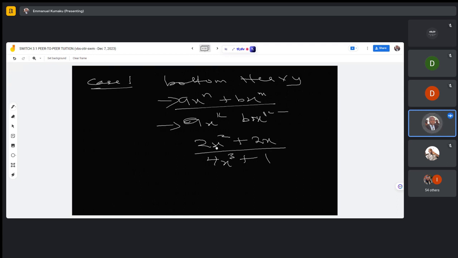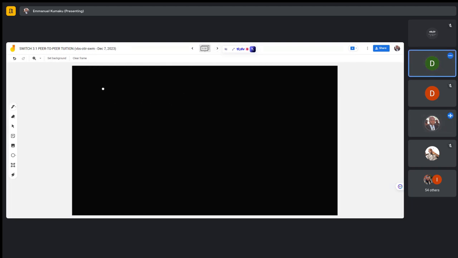We compare the degrees. The highest power of any polynomial function is the degree of the function. In this case, this is a proper fraction because the degree at the top is less than the degree at the bottom, what we call bottom heavy. When it happens like that, your horizontal asymptote is just y is equal to 0. Then we have case 2.